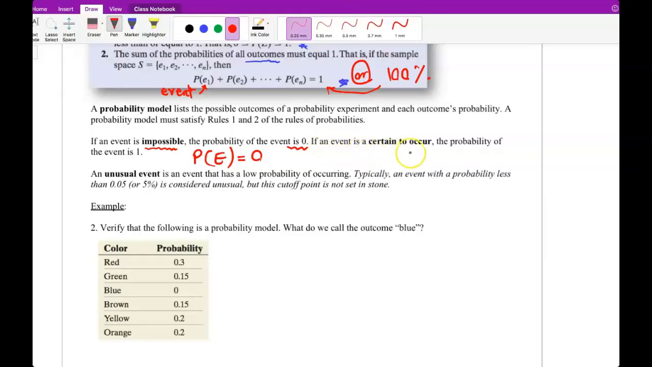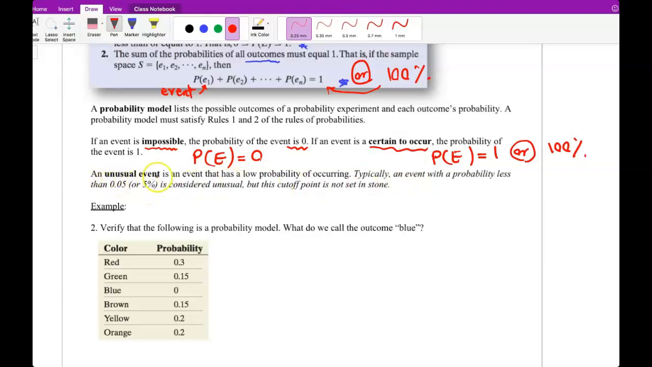If an event is certain to occur, the probability of the event is 1. So what that is, the probability of E is equal to 1, or 100%. So we are 100% sure that we're going to have this event. That is our probability for having this event.